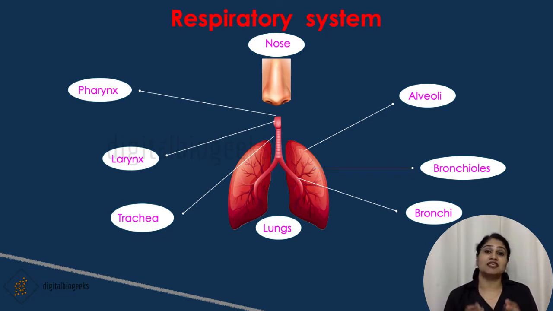The respiratory tract is divided into upper airways and lower airways. Upper airways include the nose and nasal passages, paranasal sinuses, pharynx and the upper portion of the larynx. Lower airways include the lower portion of the larynx, then trachea, bronchi and bronchioles. Now let's learn in detail about each of them.